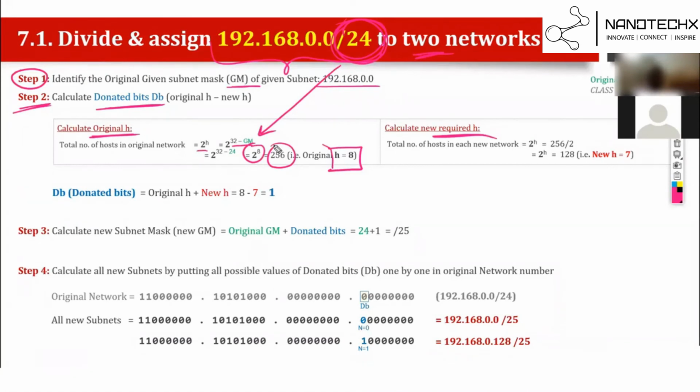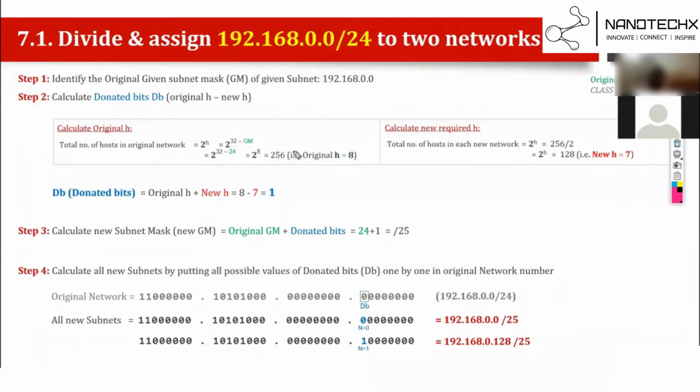Now the point is to calculate the new value of H. So how do we calculate the new value of H? Total is 256, right? So we divide this 256 by 2. You can see here we are dividing by 2, not by 4, because they told us to divide the network into 2, not 4. Then 2 raised to power H is equal to 128. The value of H is equal to 7, because 2 raised to power 7 becomes 128. So it makes it very clear as well. So this gives us like that.